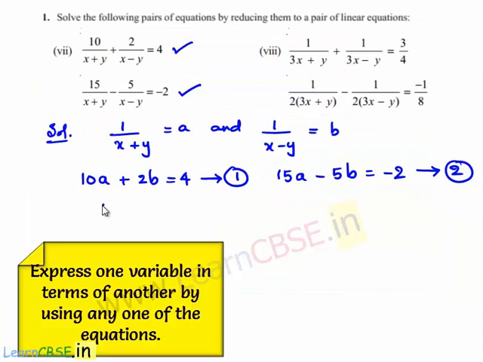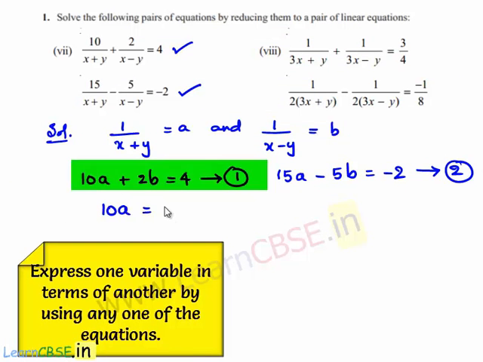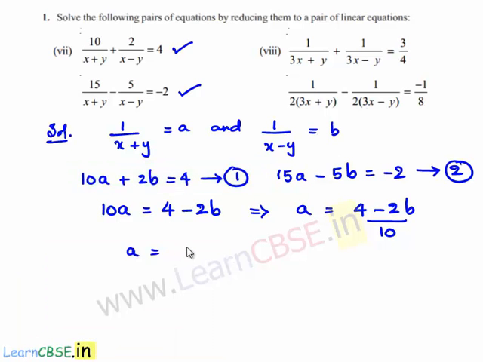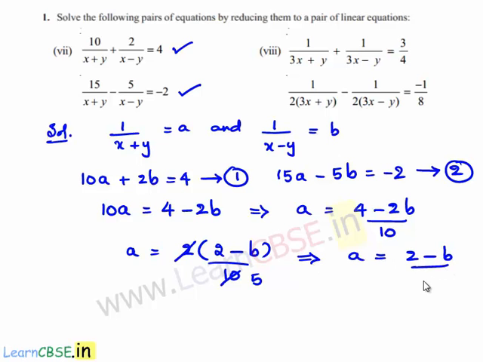So, the first equation can be written as 10a is equal to 4 minus 2b, which implies a is equal to (4 minus 2b) divided by 10. So, taking 2 as common in the numerator, we get 2 times of (2 minus b) divided by 10. 2 goes in 10 as 5. So, finally, we will be getting a is equal to (2 minus b) by 5.